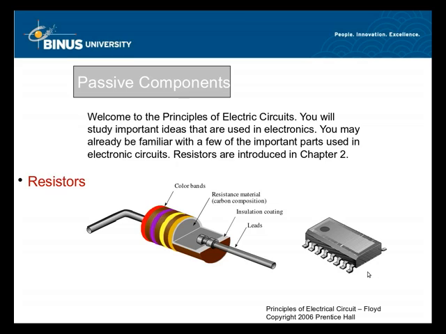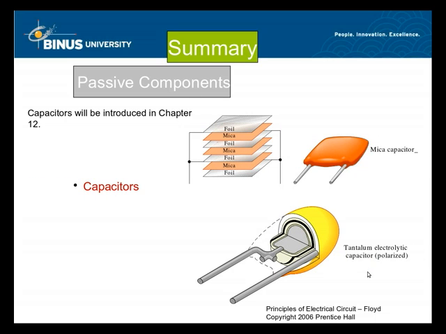The next passive component, or the second one, is called capacitor, which will be introduced in chapter 12. Here is a picture of a capacitor. There are many types of capacitor. Two of them are shown here: one is mica and the other one is tantalum. Tantalum is a polarized capacitor, which means that its polarity is important, while mica capacitor is non-polarized, which means that it has no polarity.